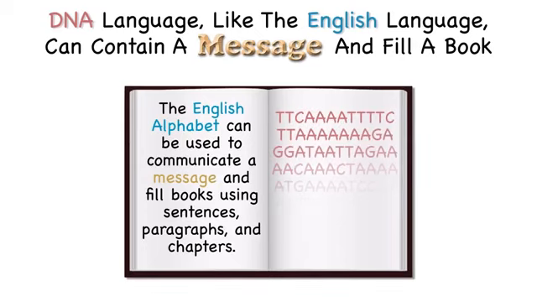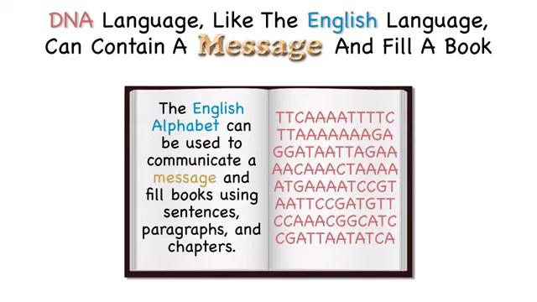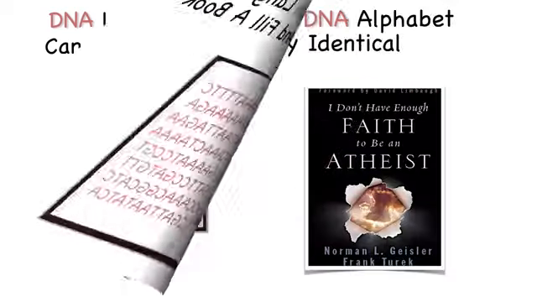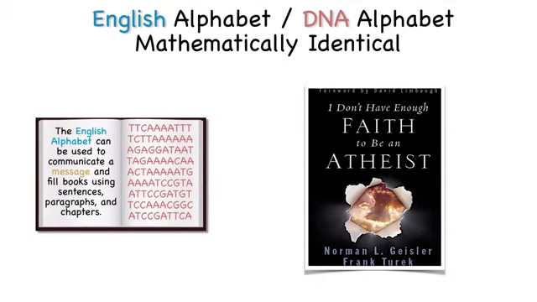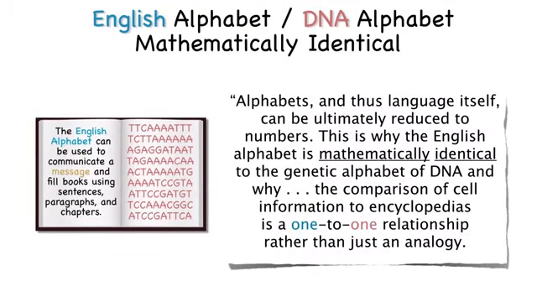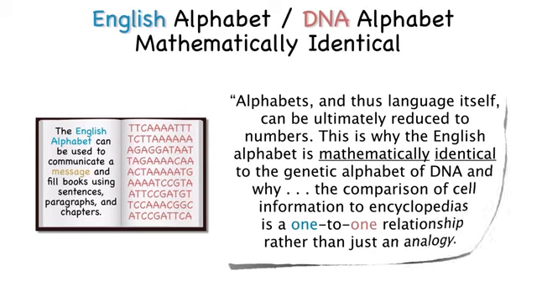Now, maybe you're wondering how we're able to compare letters from the English alphabet to letters from the DNA alphabet. Well, Norm Geisler and Frank Turek explain: Alphabets, and thus language itself, can be ultimately reduced to numbers. This is why the English alphabet is mathematically identical to the genetic alphabet of DNA, and why the comparison of cell information to encyclopedias is a one-to-one relationship rather than just an analogy.